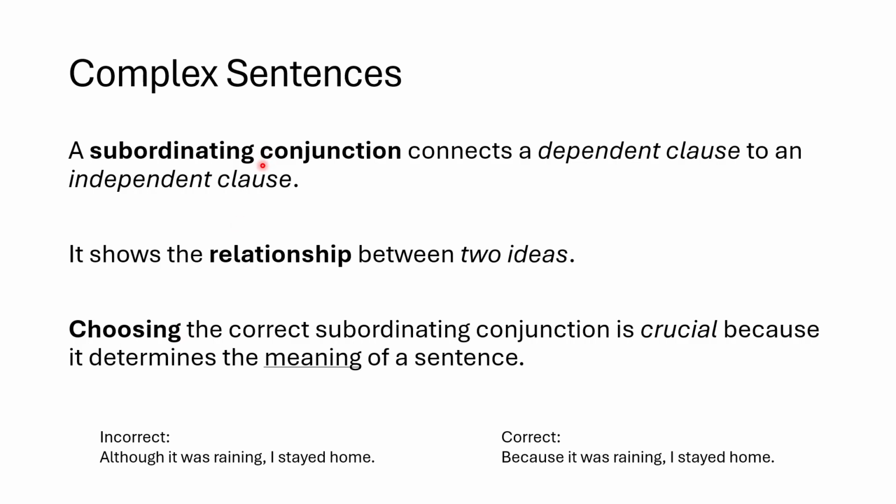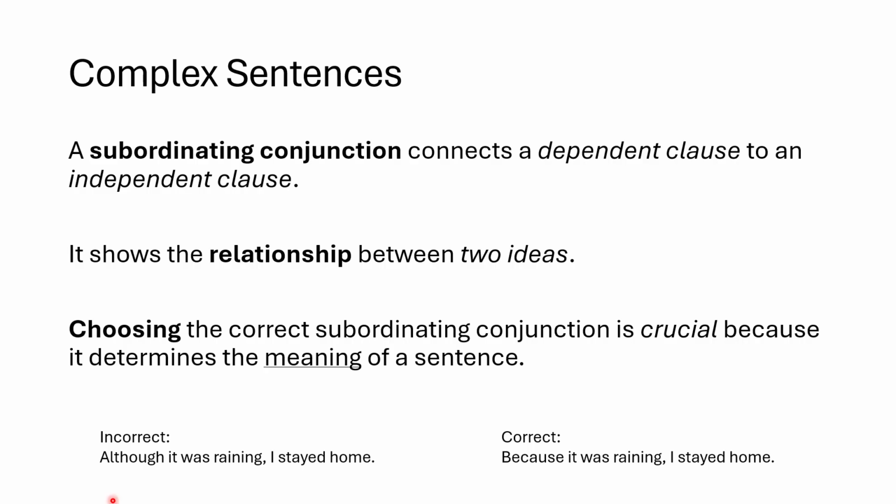A subordinating conjunction connects a dependent clause to an independent clause. It shows the relationship between two ideas. Choosing the correct subordinating conjunction is crucial because it determines the meaning of a sentence. Using the wrong conjunction can confuse the meaning of your sentence.